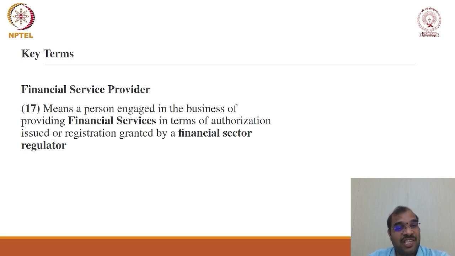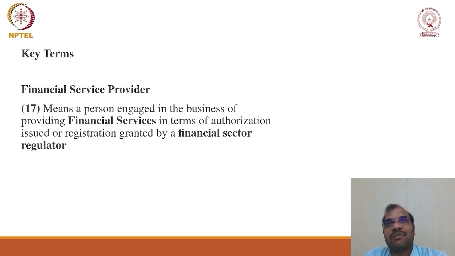Section 3, subsection 17 defines a financial service provider as a person engaged in the business of providing financial services in terms of authorization issued and registration granted by the financial sector regulator. So what is the meaning of financial service provider? Financial service provider means a person. Here, when you look at the word means, it indicates that it is an inclusive definition. It is not an exhaustive definition.